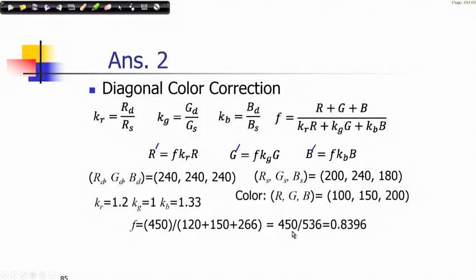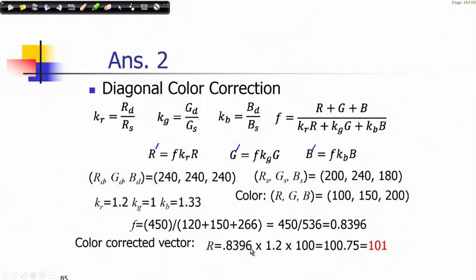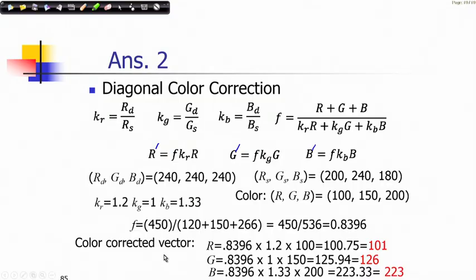So, the computation of f is a factor which is computed here, and so the color corrected vector as per these expressions: you can see R becomes 101, it was earlier 100, now after modification it is 101, green becomes 126 and blue becomes 223. So, these are the modified color corrected values.